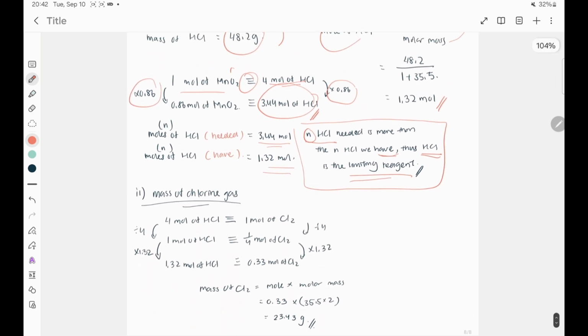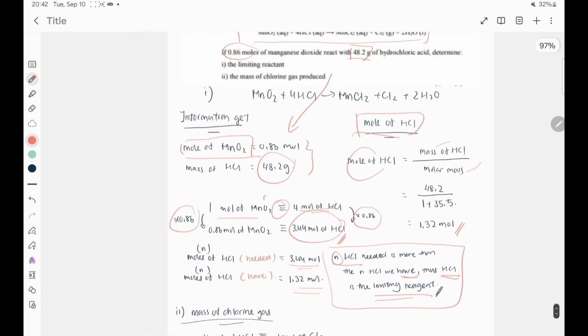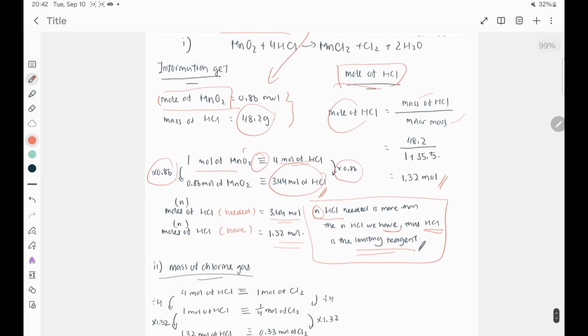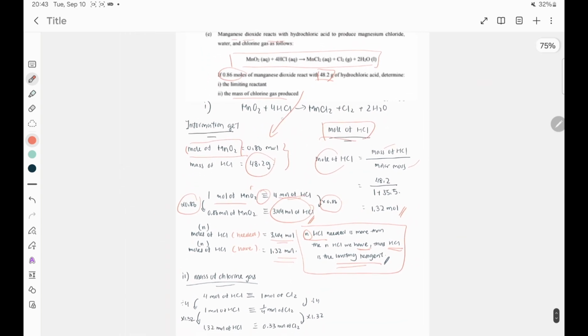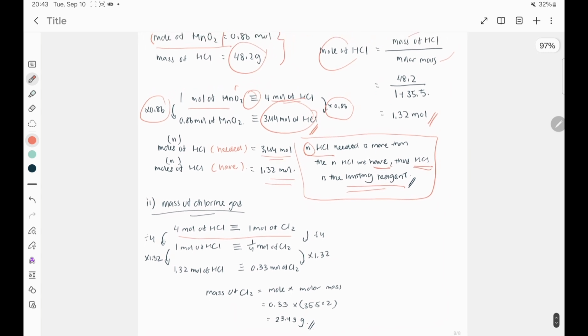Okay, so for the final part, which is the mass of chlorine gas produced, using the same concept, coming from the equation here, 4 moles of hydrochloric acid will produce 1 mole of chlorine gas. So we just write it out over here, and then you divide by 4 first, to make it simpler to get a 1, easier for you to calculate. So divide by 4 over here the same, so 1 mole of HCl will produce 1/4 mole of chlorine gas.